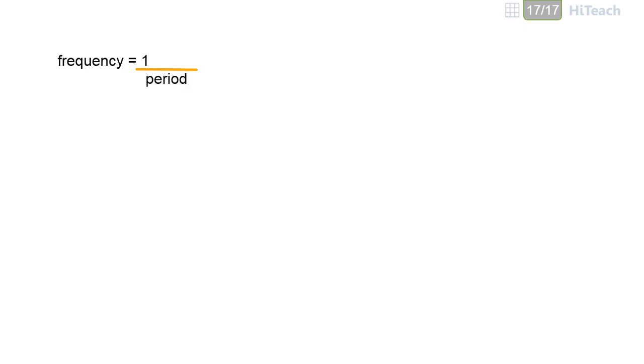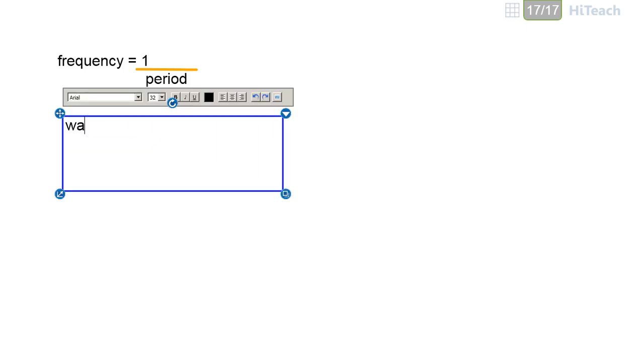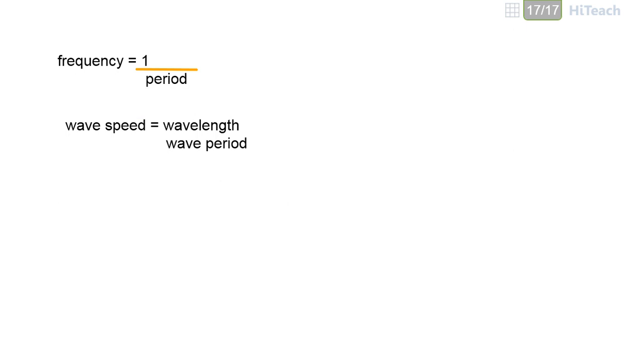Now, how do we make another formula to find the speed? We said for wave speed, let me remind you, wave speed equals wavelength over wave period. When I say period or wave period, it's the same, okay guys? So this is what we took.